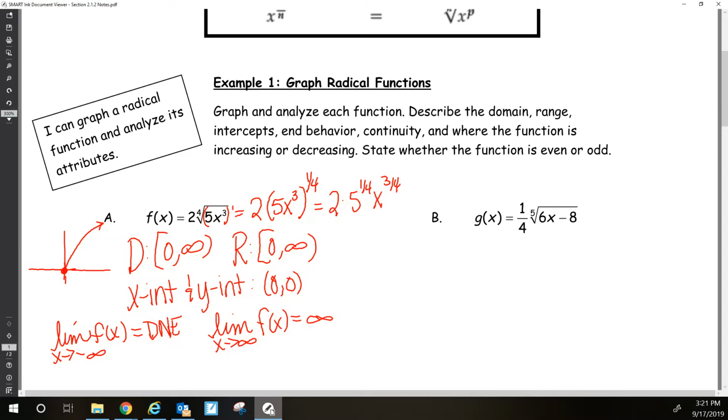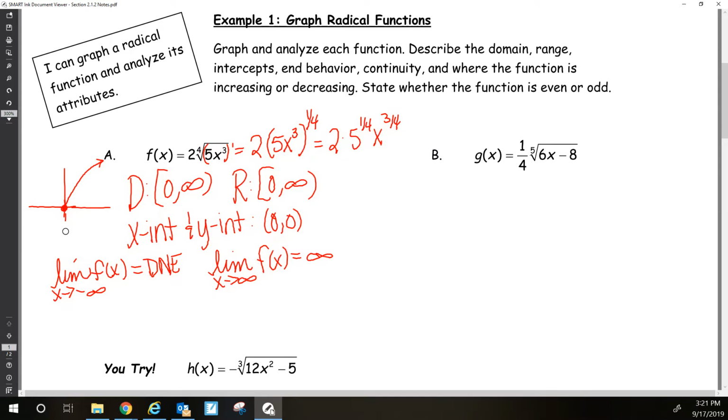Is this a continuous graph? No, but it is once it gets started here. If I start my graph here and keep going, it is continuous. So it's not continuous on all real numbers, but it is continuous on its entire domain. We want to say continuous on 0 to infinity. In other words, it doesn't have holes or asymptotes. Is it increasing or decreasing or a mixture? When I draw it, it's always increasing. So we're increasing on the entire domain.